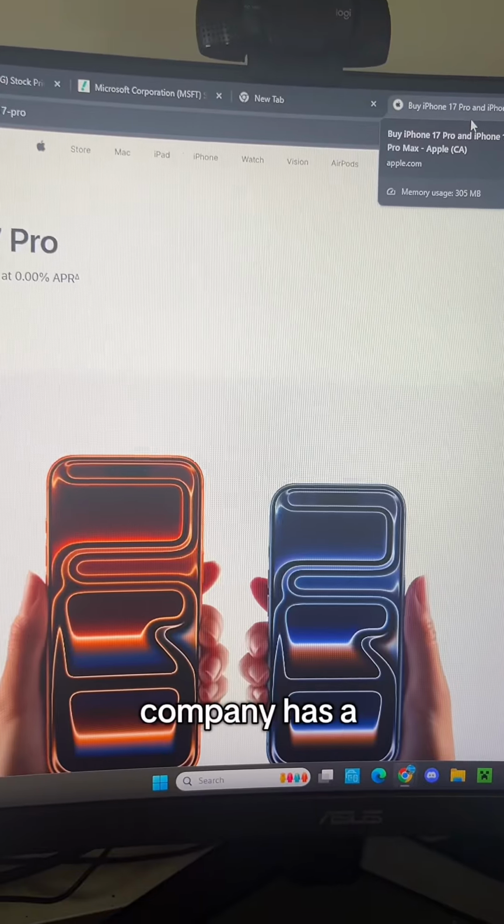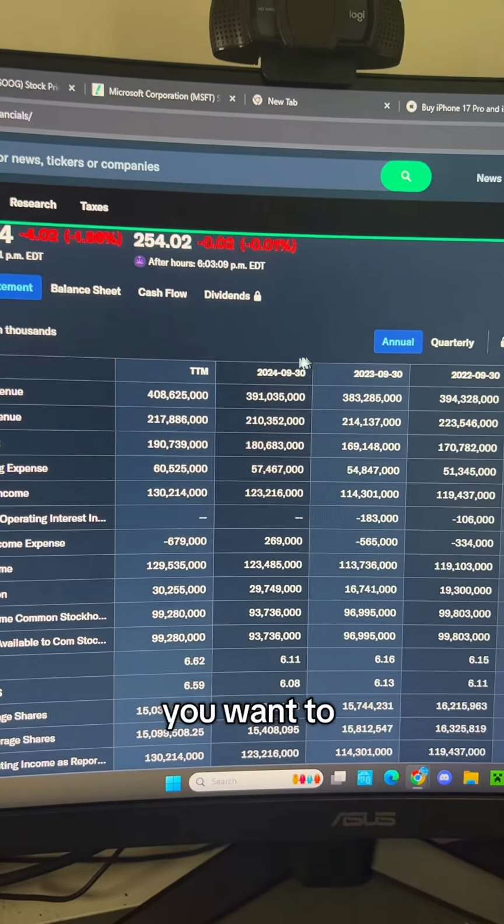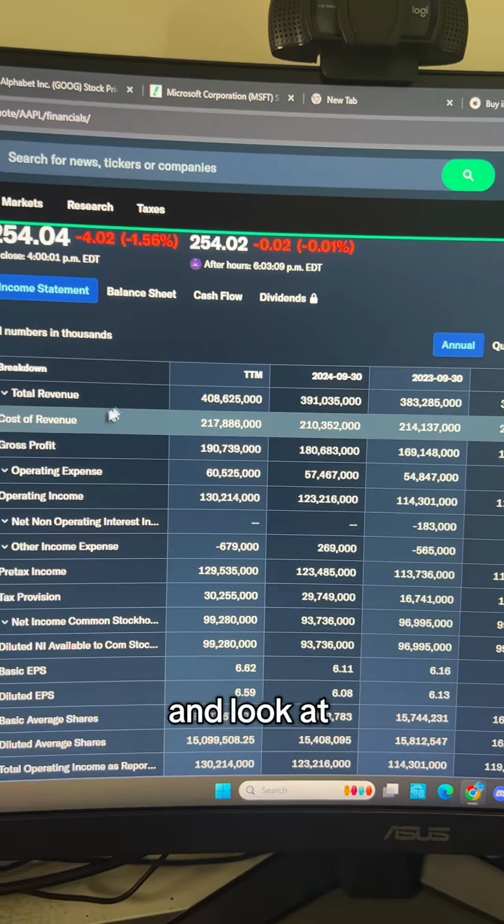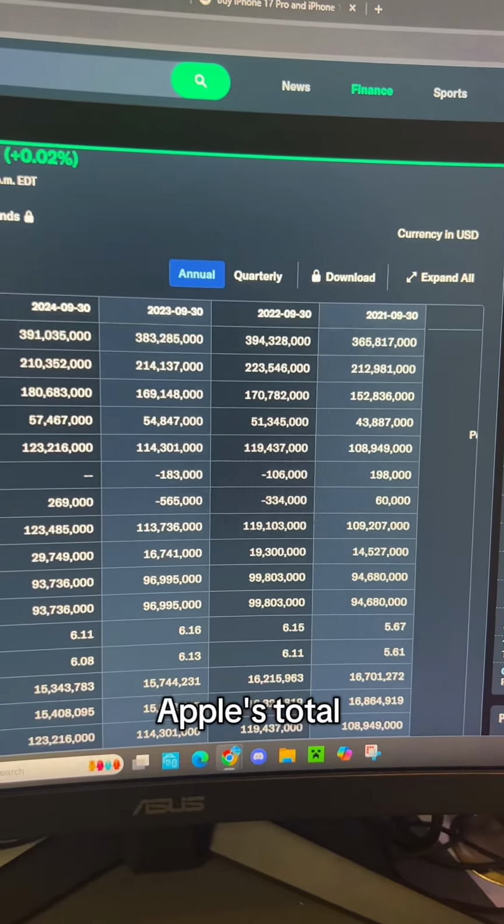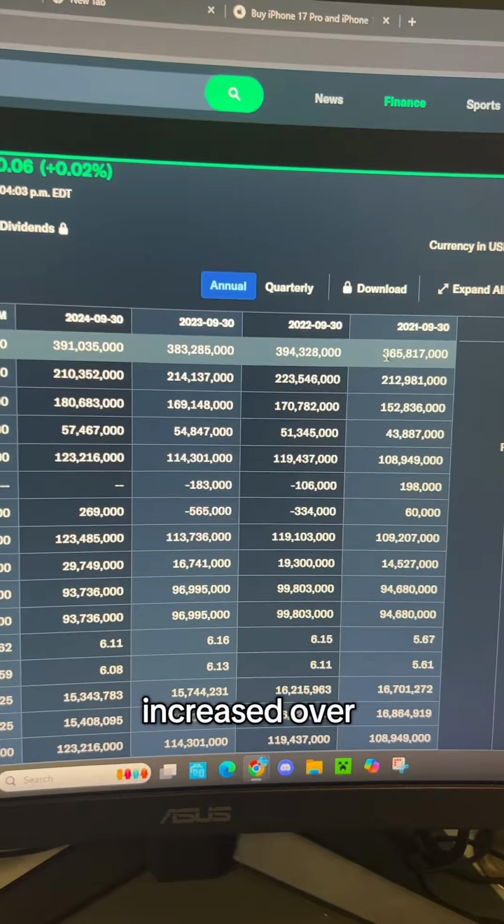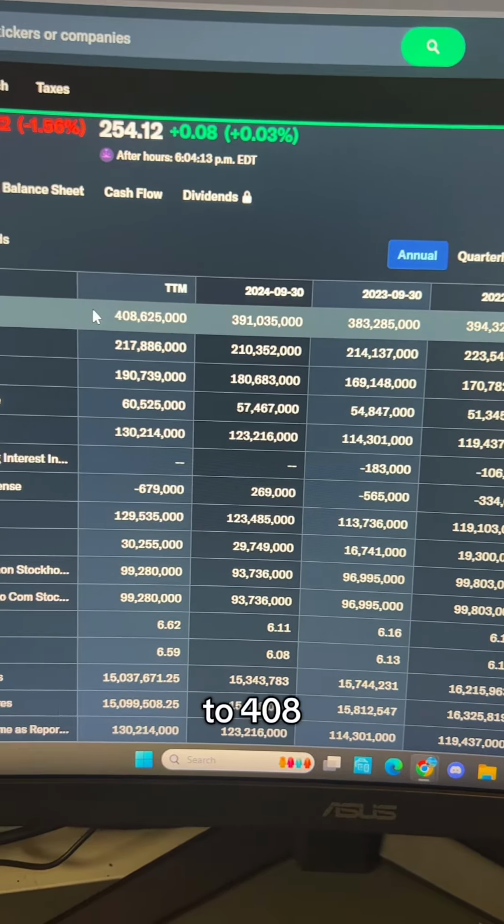Once you know that the company has a sustainable business model, you want to check out their financials and look at how much revenue they're earning every single year or quarter. As you can see, Apple's total revenue has increased over the past couple years up to 408.